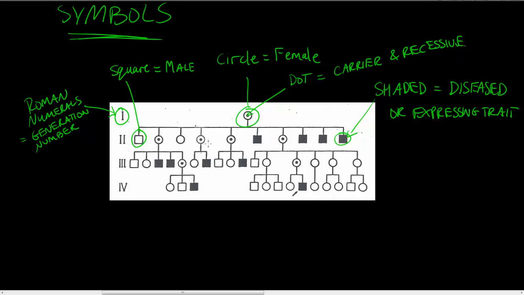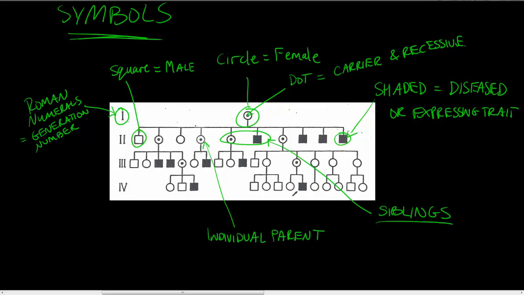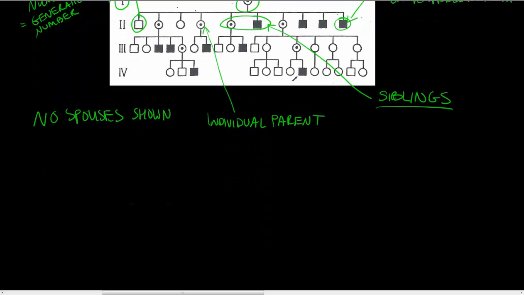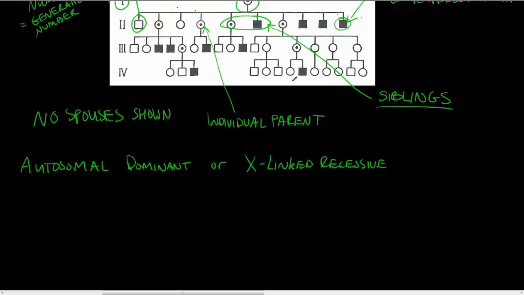As we can see in this pedigree, individual parents are shown and siblings are shown, like so, but there are no spouses shown. Now, what does all this mean? That autosomal dominant, X-linked recessive, X-linked dominant. In order to know this, we need to understand what those terms mean. If you know already, just skip this.